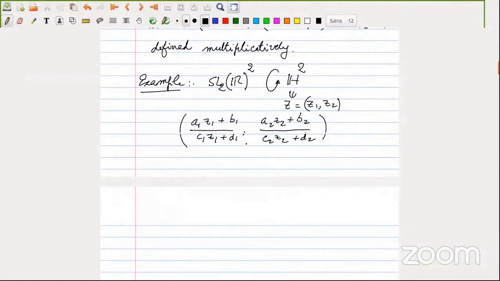Okay, so this is the transformation, where A1, A2 is A, B1, B2 is B, C1, C2 is C, and D1, D2 is D. So this is the action. It is going to be an element of H squared again. Each one of these gives us back an element of the upper half plane.